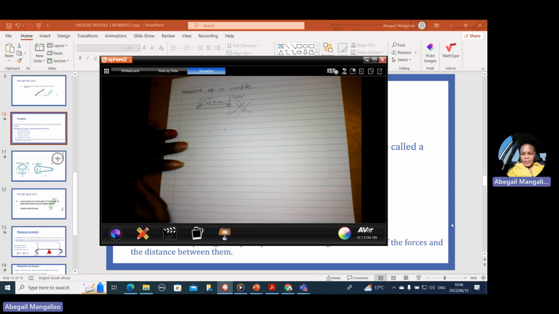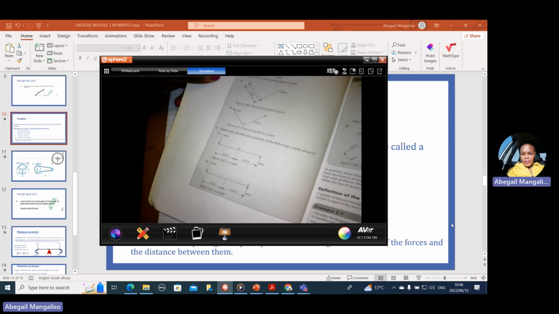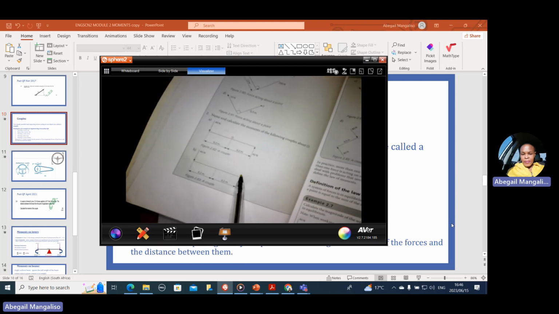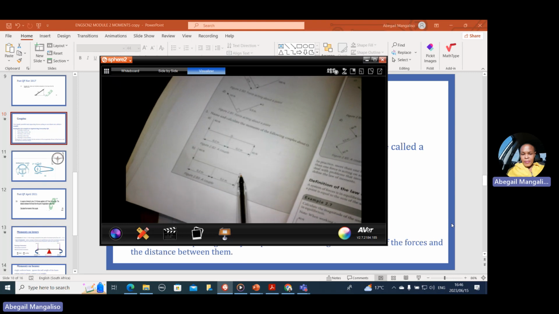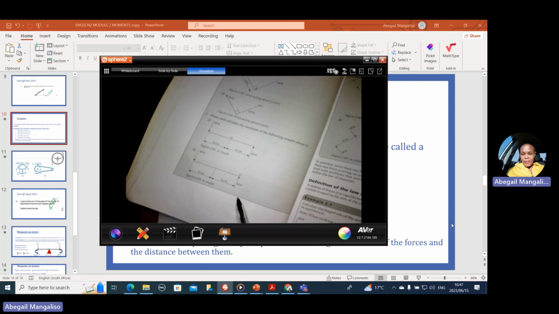The moment of a couple about any point is the same. If you want to calculate the moment of this couple about this point, you're going to get the same answer as when you calculate the moment about this point. It's still 40 and 40. What is changing is that turning point. So the moment is the same.